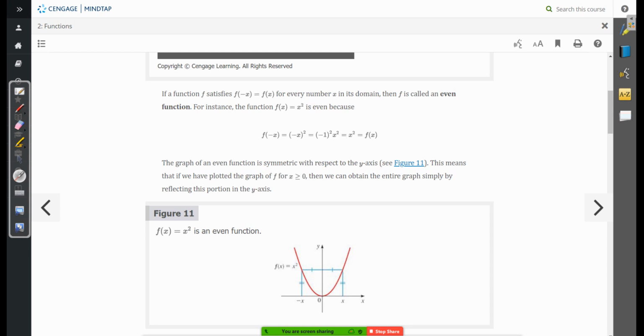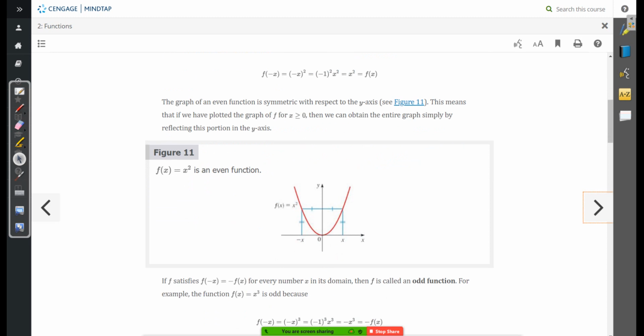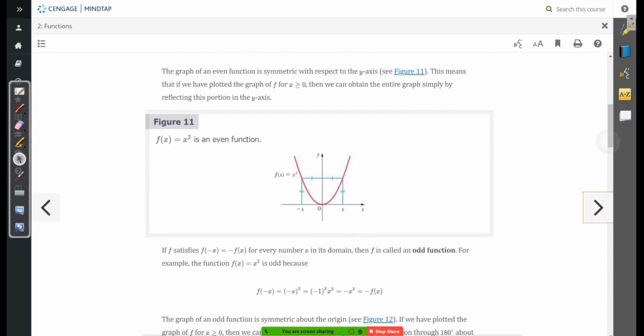So for instance, we have f of x equals x squared. If we replace that x with a negative x, so instead of f of x we say f of negative x, we do the arithmetic, and we get back the original function, x squared. Then we say that it is an even function. And an even function, if you recall, is a function that is reflective about the y-axis.